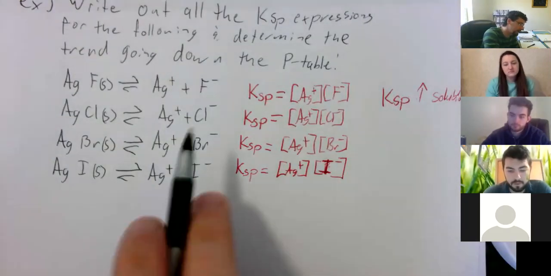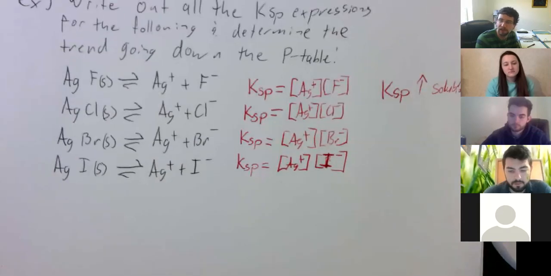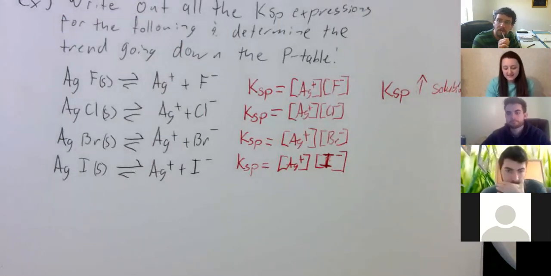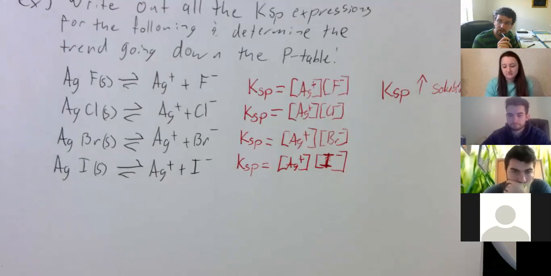So what do you think is going to happen? Which one is going to have the highest value of KSP, and which the lowest? Highest is going to be AgI. What did you say, Tara? The highest is going to be with the I and the lowest is going to be with the F. Yep. John, is that what you were saying? Yep, that's exactly right.